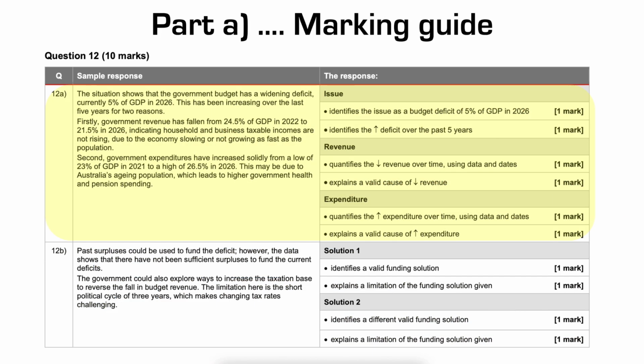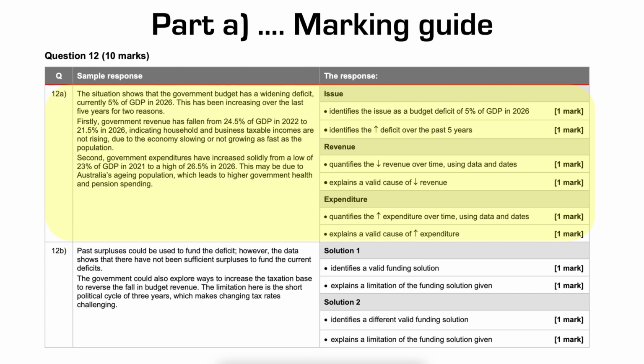That then brings us to the marking guide. Highlighted in yellow is the 12A section here, and we can see that the 6 marks were allocated across 6 different aspects. First of all, there was precision identifying the issue of the budget deficit as 5%, and then there was an identification of the trend. That's the second mark, the increasing deficit over the past 5 years.